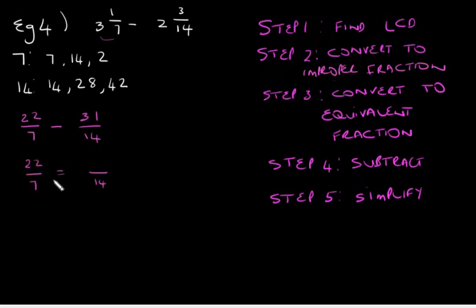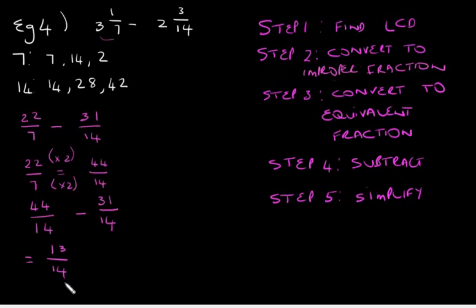So we've agreed that our LCD is 14. What did we do to 7 to get 14? We multiplied by 2. And therefore we must multiply 22 by 2 as well. And that will give us 44. Will that number change? No, it won't change, because it already has a denominator of 14. So now we can go ahead and say that 44 over 14 minus 31 over 14 is equal to 13 over 14. And that's your final answer.